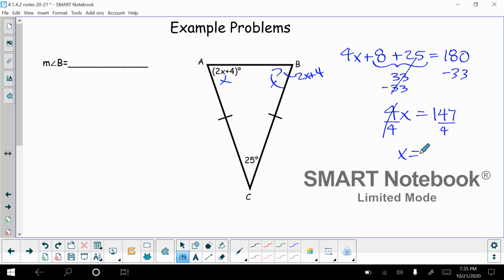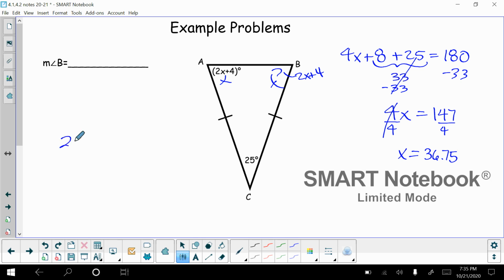I'm going to divide both sides by 4, and x is going to equal, not a nice simple whole number, but that's okay. Let's use our calculator. 147 divided by 4, 36.75. Okay, now that you know x, you can plug that in and solve for the measure of angle B.